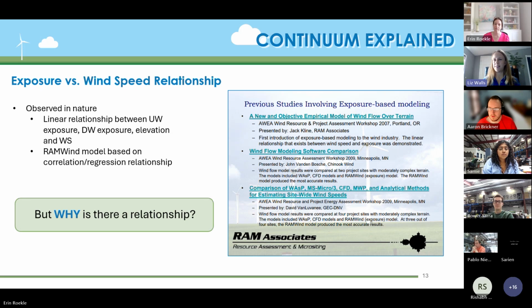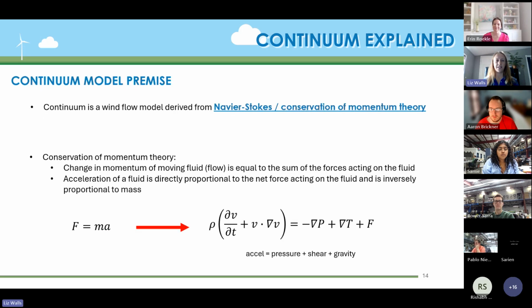And when I learned about this modeling technique from Jack, I was immediately intrigued, but I couldn't help but ask, okay, this is cool, but why is there this relationship between wind speed and exposure? Is there a way that we can understand this from first principles? Can we maybe derive it? So that's what we're going to talk about here, how this linear relationship can be derived from first principles from the Navier-Stokes conservation of momentum theory. So hopefully you had some coffee this morning and are ready for some partial derivatives. And don't be scared, it actually is not that complicated when it comes down to it.